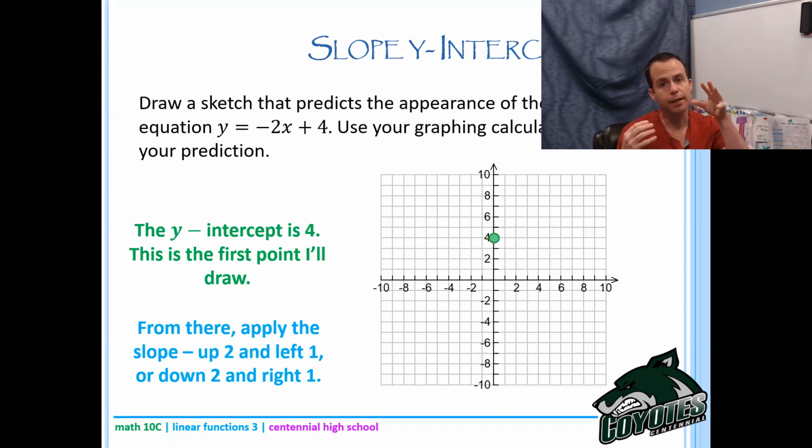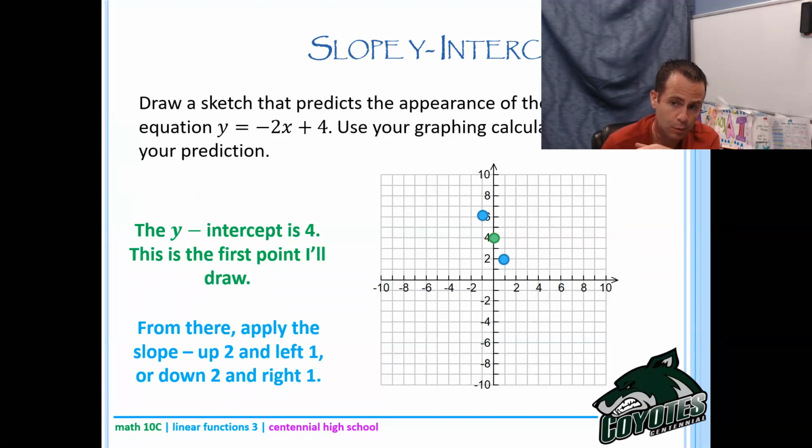Then I get 3 points and I can take my straight edge, some sort of a ruler, your ID card from school, a credit card, something that will allow you to draw a nice straight line and connect those 3 dots together. So I went up 2 and back 1, and I went down 2 and over 1. So I've applied my slope and then I connect the dots.